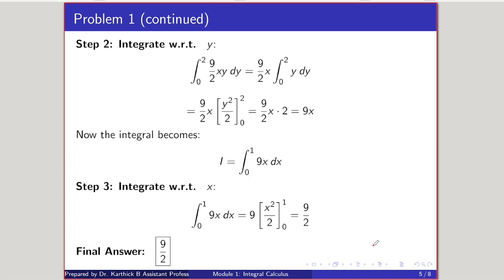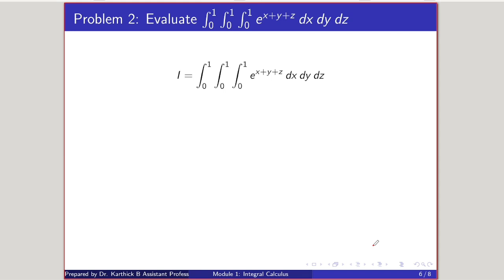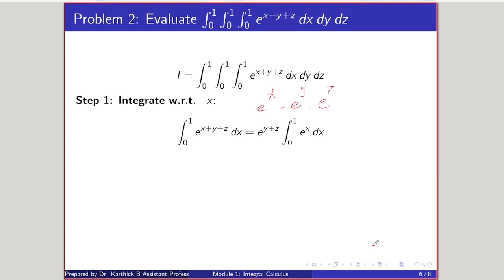We do one more problem. Here I have changed the order to dx, dy, dz. So the same thing: e power a plus b can be written as e power a into e power b. With the same procedure, we can split this function as e power x into e power y into e power z.